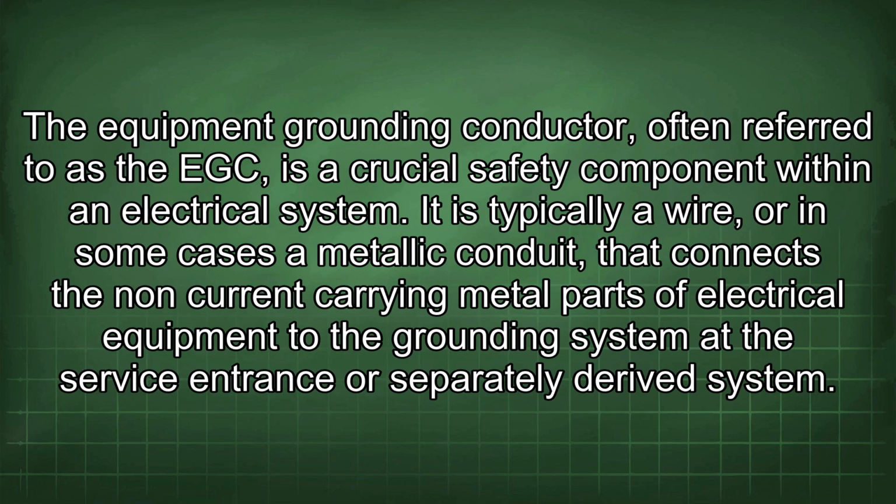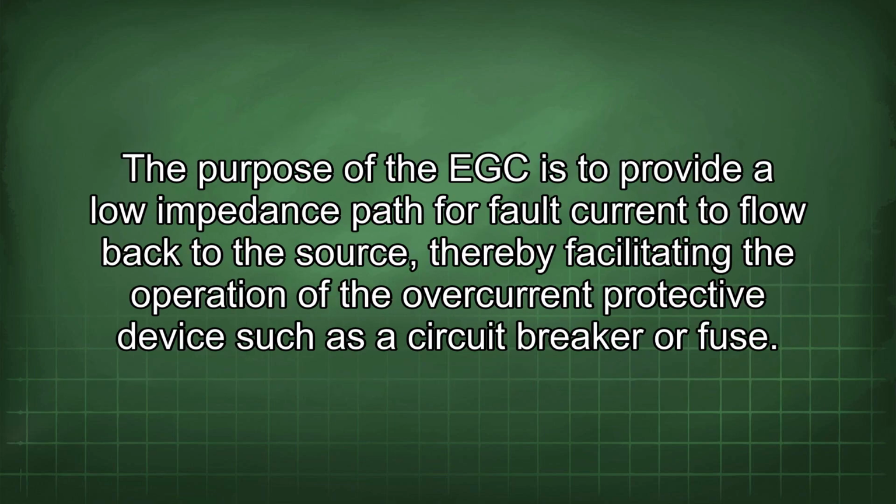The equipment grounding conductor, often referred to as the EGC, is a crucial safety component within an electrical system. It is typically a wire, or in some cases a metallic conduit, that connects the non-current carrying metal parts of electrical equipment to the grounding system at the service entrance or separately derived system. The purpose of the EGC is to provide a low impedance path for fault current to flow back to the source, thereby facilitating the operation of the overcurrent protective device such as a circuit breaker or fuse.